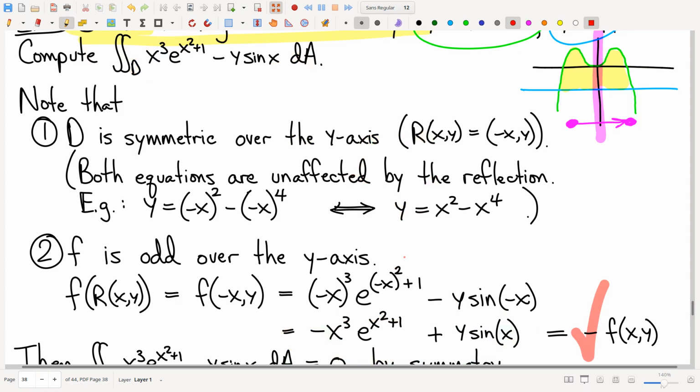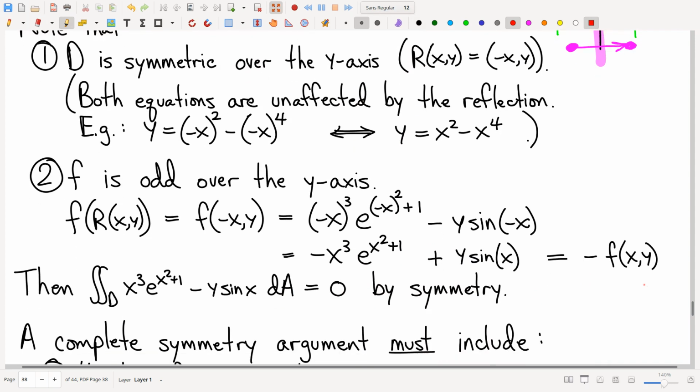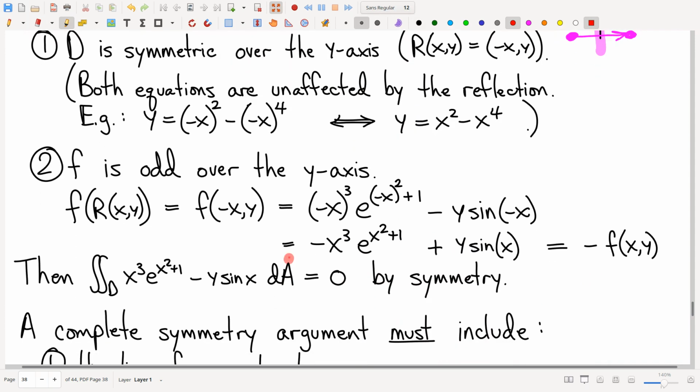Okay, now I'm going to show you the other way to do it, but before I do, let's go ahead and spike the football here. We were looking at this integral right here, and we showed the domain is symmetric. We showed the integrand is odd. Over the same line, the integral is zero by symmetry. I didn't have to touch that nasty integrand, at least not from an anti-differentiation point of view.